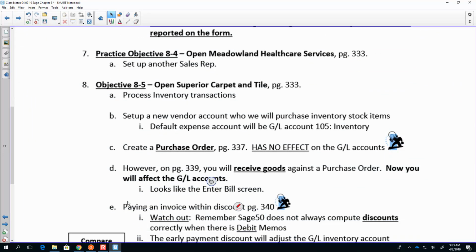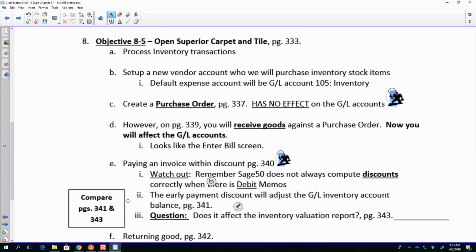Okay, going down on the bottom of page 3, just as a reminder, we talked about this already on page 337: POs, or purchase orders, have no effect on the GL accounts. It's just an order. It's not that we've received it yet, correct? Once we get that receipt and an invoice, that's when it becomes a liability to us, and that's when it affects our GL accounts. So please remember that.